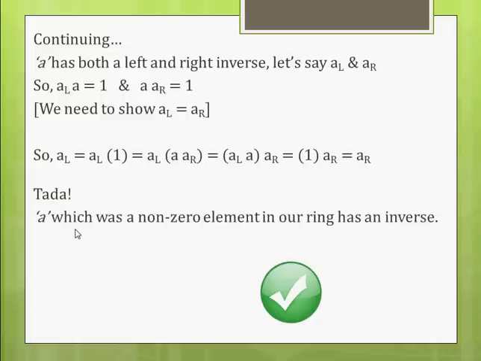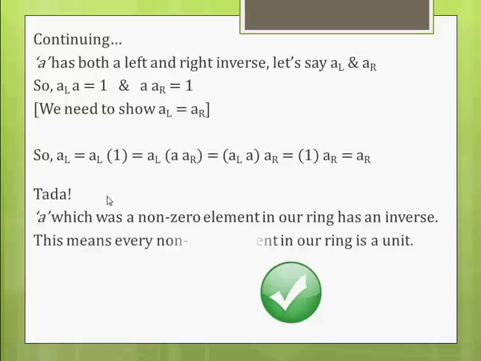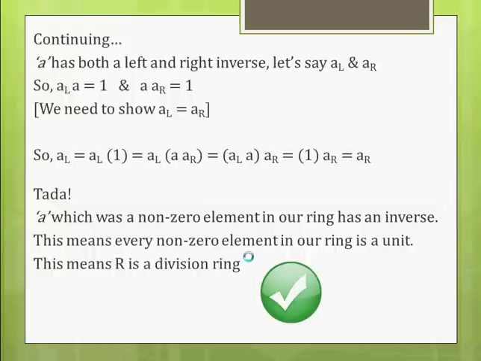So a, which was a non-zero element in our ring, has an inverse, which means that a is a unit. And since a is just a general element in our ring, our ring is a division ring. Because after all, a division ring means every non-zero element must be a unit. Check mark.